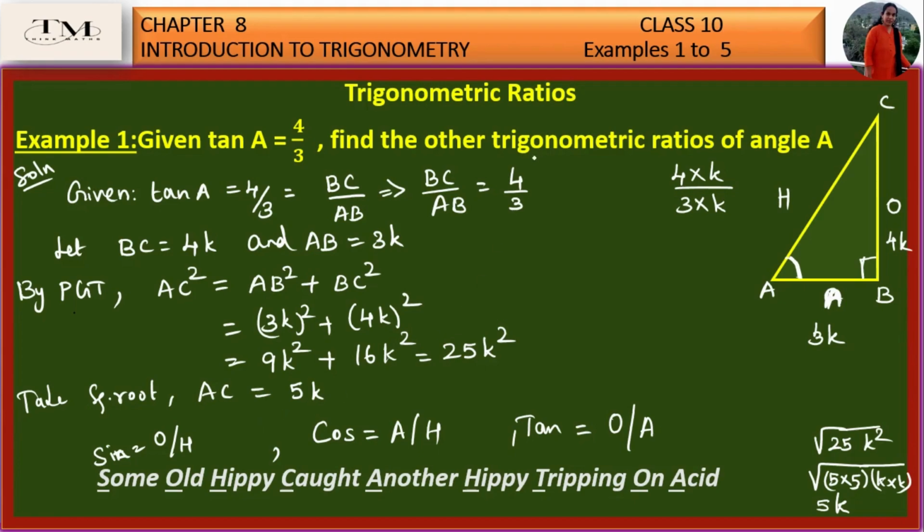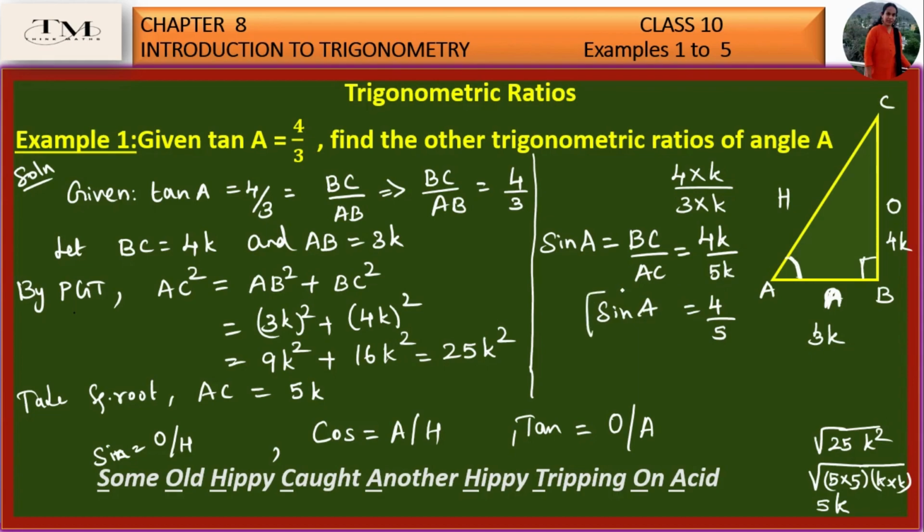Now we have to find out the ratios. So what are the ratios we need to find? We need to find sine A. So sine is opposite by hypotenuse. So opposite side is BC, hypotenuse side is AC. So what is BC? BC is equal to 4K. What is AC? AC is equal to 5K. So K gets cancelled. So it is 4 by 5. So sin A is equal to 4 by 5.